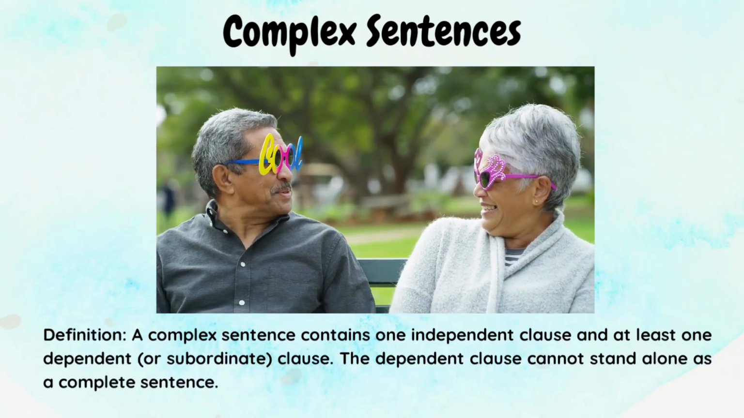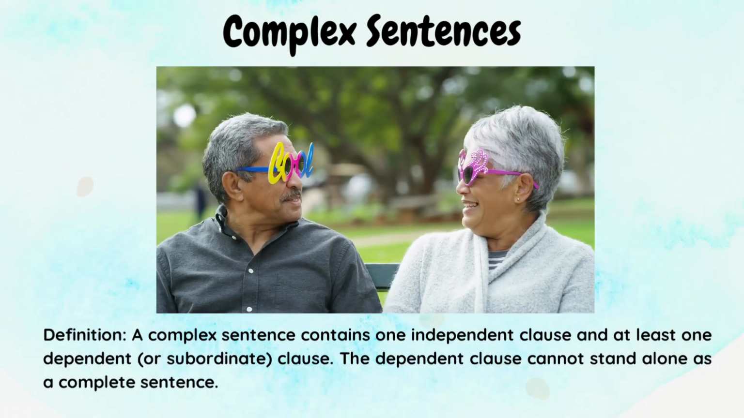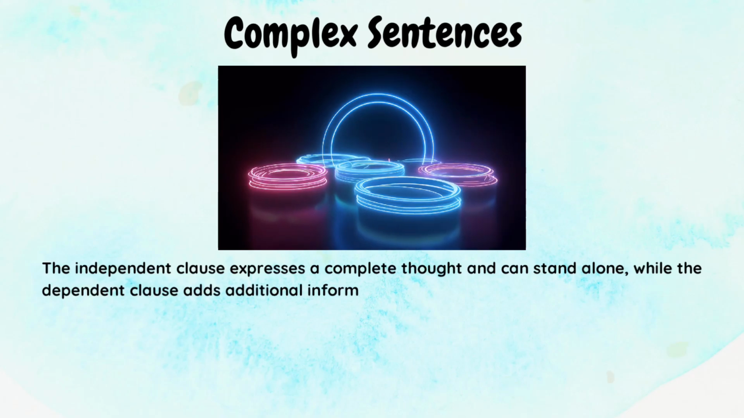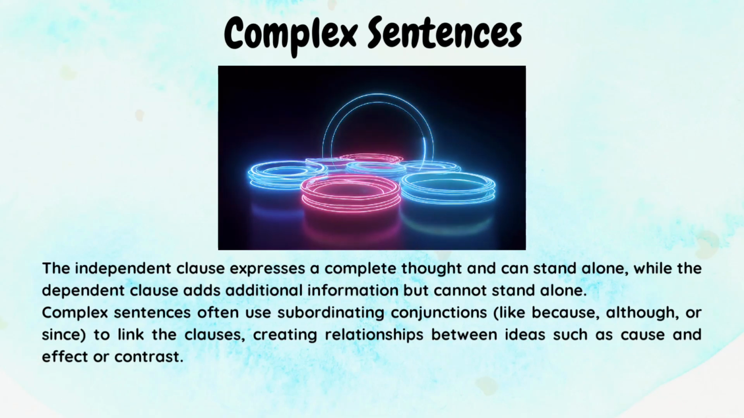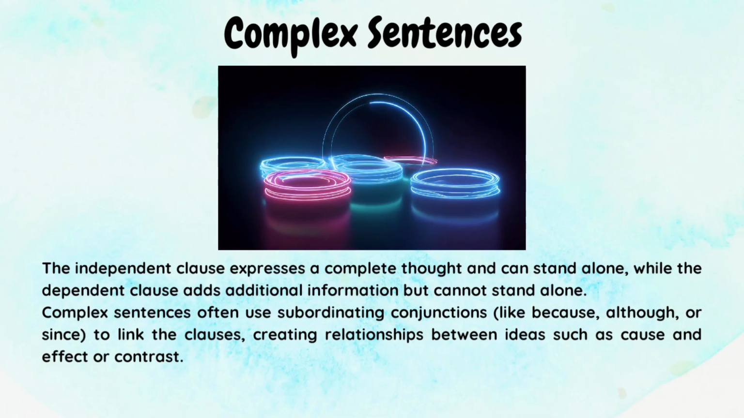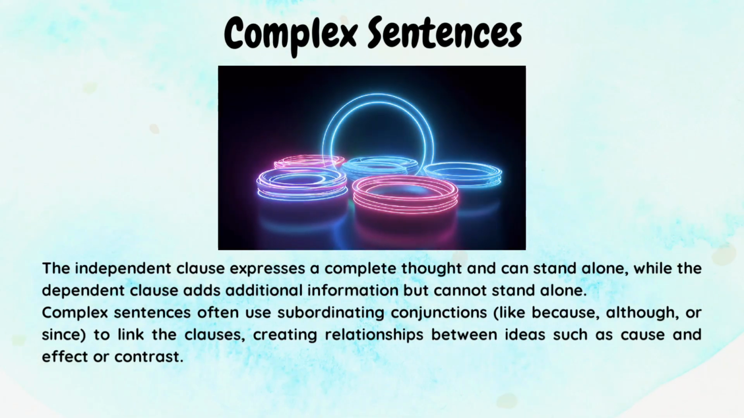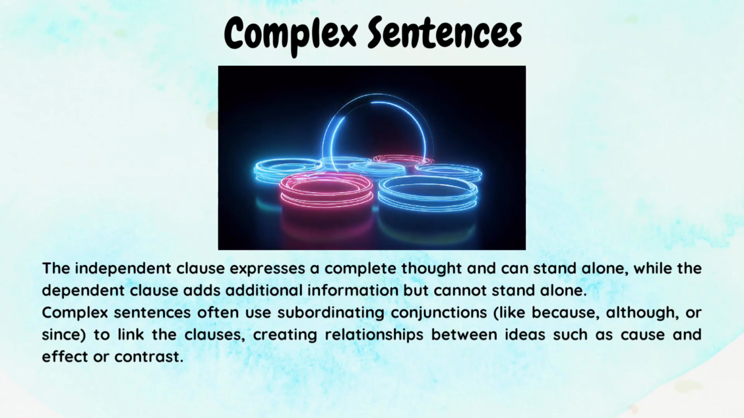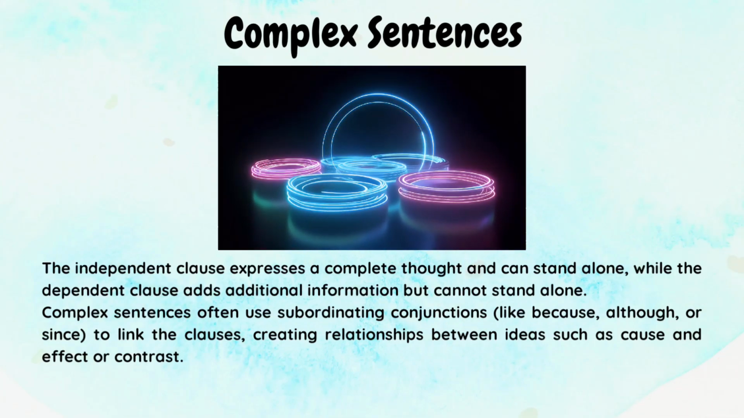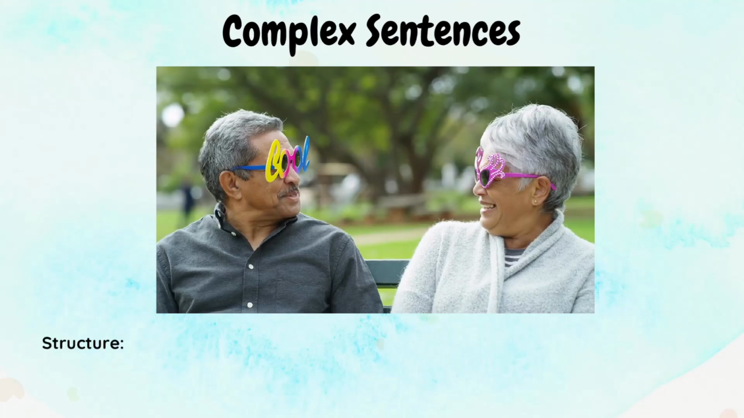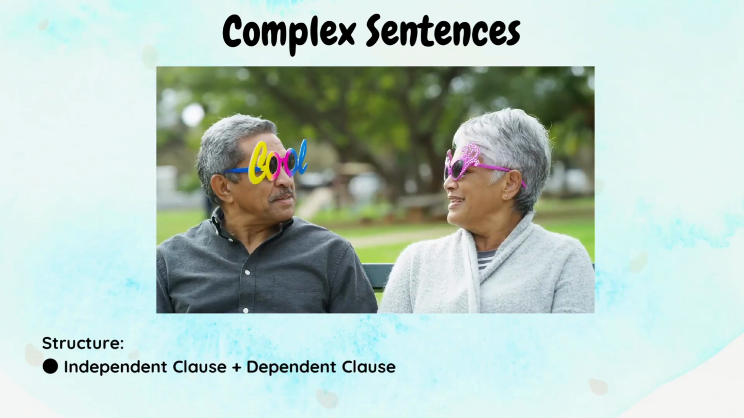After you have a full understanding of the definition of complex sentence, we will move on to the examples of it. Moreover, in a complex sentence, the independent clause expresses a complete thought and can stand alone, while the dependent clause adds additional information but cannot stand alone. Complex sentences often use subordinating conjunctions, such as because, although, or since, to link the clauses, creating relationships between ideas such as cause and effect or contrast. So, you may remember the structure of a complex sentence is independent clause plus dependent clause.